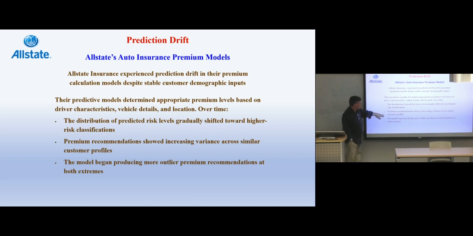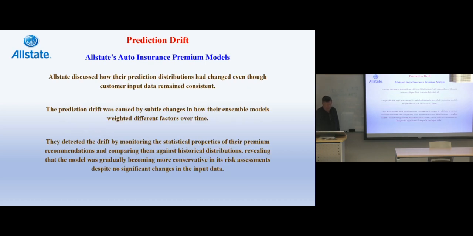Increasing variance among similar customer profiles, and they had outlier premium recommendations at both extremes based on your risk. Okay, even though customer input data remained consistent, the drift was changed by how their ensemble models weighted different factors over time. So what they have to do is look to see what it was doing, and it was becoming more conservative in risk assessments. Well, if it becomes more conservative in risk assessments, what does that mean for your policy premiums? Up or down? They go up.